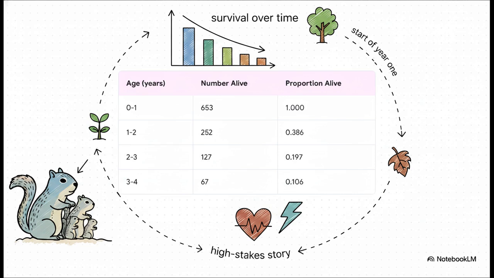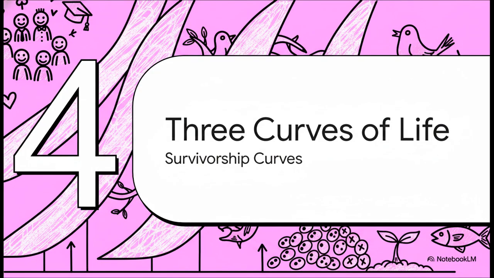Consider a group of female Belding's ground squirrels living way up in the chilly, high altitudes of the Sierra Nevada. We start with a cohort, which is just a group of individuals all born at the exact same time. And we track them relentlessly from birth until the very last one dies. We document exactly how many are alive at the start of year 1, year 2, year 3, and so on. It takes these otherwise static numbers and turns them into a dramatic, high-stakes story of survival over time. Which brings us to Section 4, the 3 curves of life.